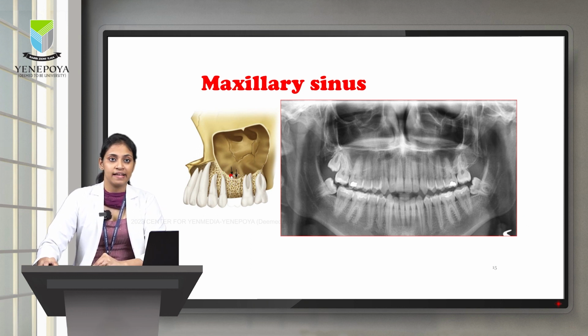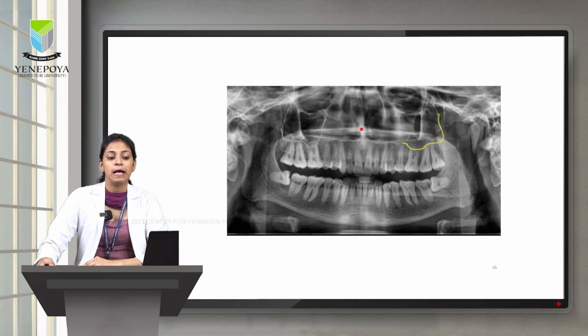On the floor of the maxillary sinus, we can see tiny conical elevations, which represent the roots of maxillary posterior teeth. On a panoramic radiograph, the maxillary sinus appears as paired radiolucencies located above the apices of maxillary molars. Here, as you can see, it is marked, and since the floor of the maxillary sinus is formed by dense cortical plate, it appears as a thin radio-opaque line just above the roots of maxillary molars.